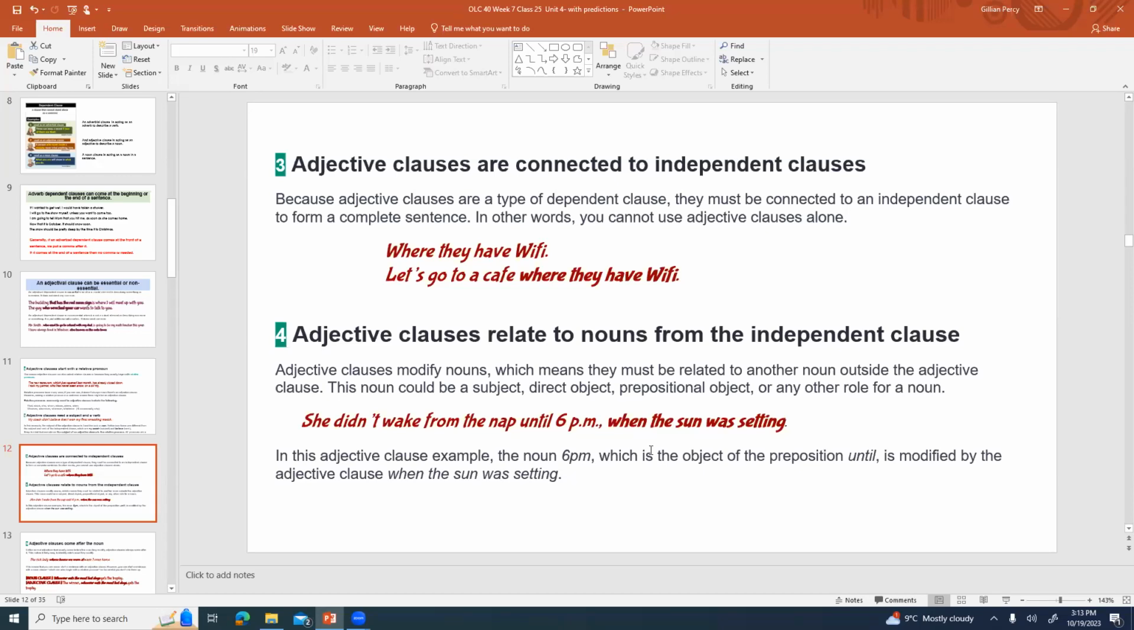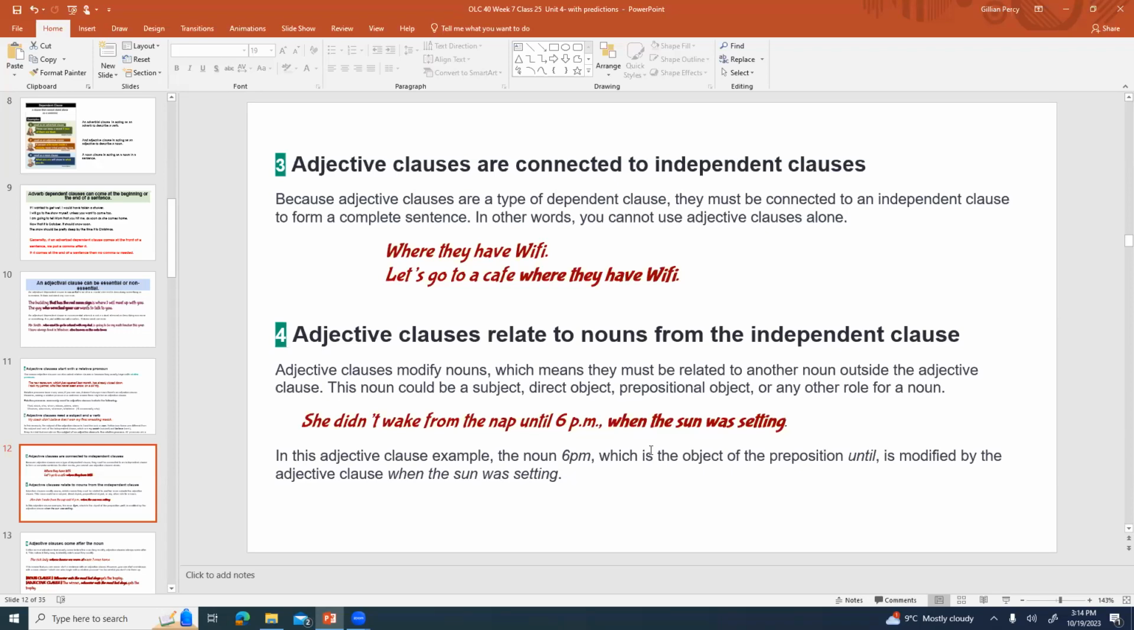Adjective clauses are connected to independent clauses. And again, that's what we were talking about. It's a dependent clause. It must be connected to an independent clause. It cannot stand on its own. So for example, I can't just say where they have Wi-Fi. I have to connect it to an independent clause. So I can say something like, let's go to a cafe where they have Wi-Fi.